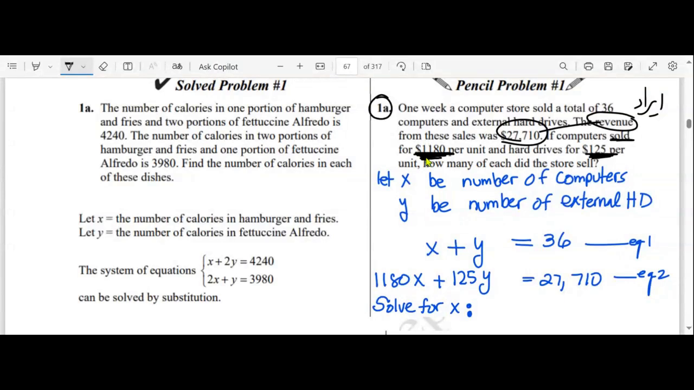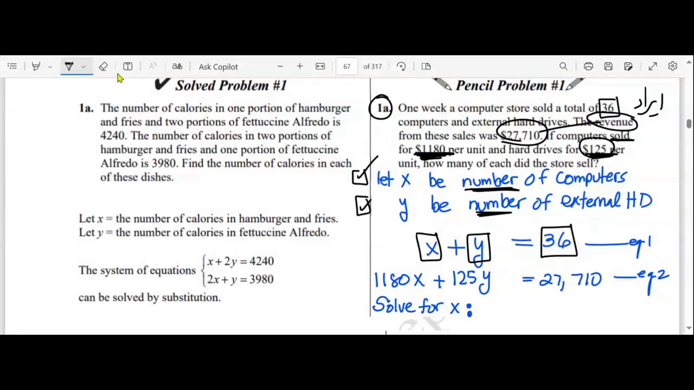Yes, he sold for the price. The computer price is 1,180. And the hard disk costs how much? 125. Now he needs to look for how many computers and how many external hard disks he sold. So you're going to let X be the number of computers, and let Y be the number of external hard disks. Therefore, you're going to say X plus Y.